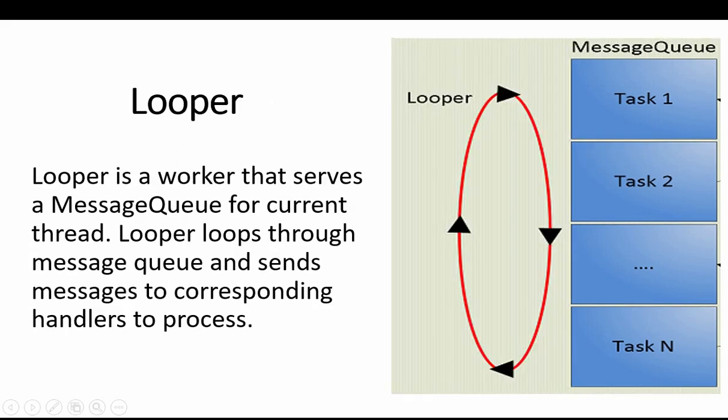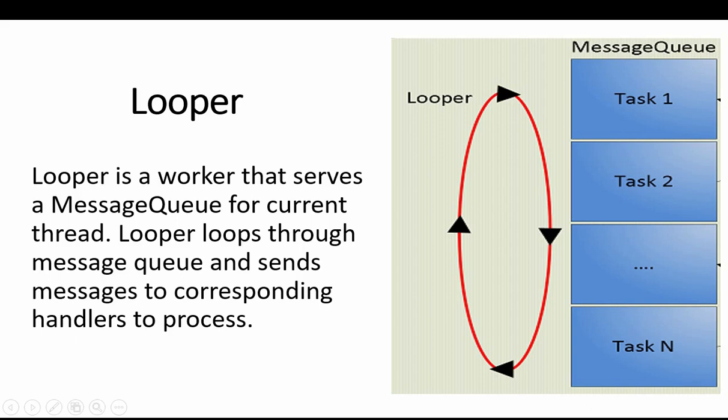Now there is another thing here. Looper is a worker that serves a message queue for the current thread. Looper loops through the message queue and sends messages to the corresponding handler to process. The messages in this message queue do not execute themselves. They should be executed from outside, and that is done by the looper. Looper is clear by its name, I think. It loops through all these messages in one loop, first this one and so on. They do not execute themselves.